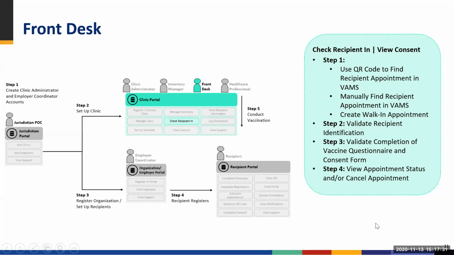So like Kiara just mentioned, today I'm going to serve as JJ O'Connor, our front desk staff member for the Jefferson Vaccination Clinic. So I will be checking in a recipient manually by validating their identification and that they completed their vaccine questionnaire. And I will also create a walk-in appointment and view a recipient's appointment status.